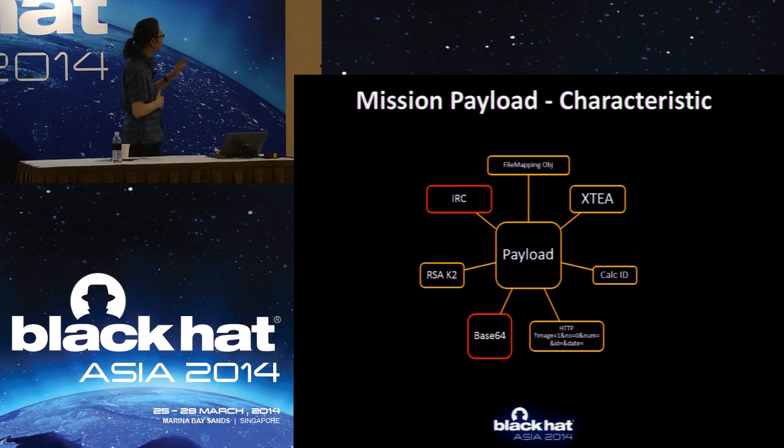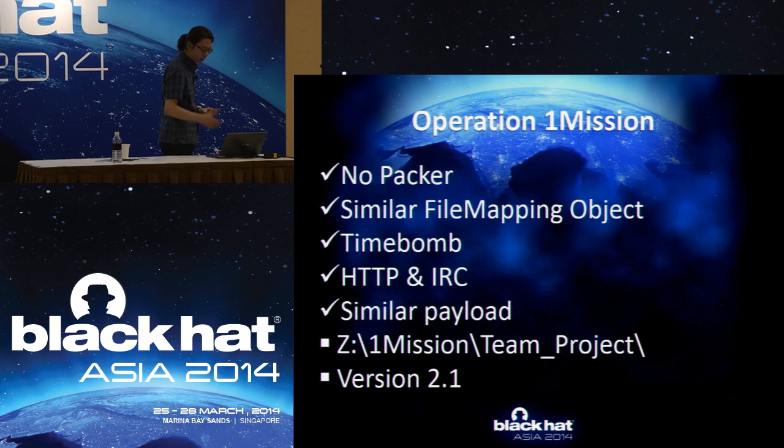Characteristics. There are two new parts in this operation mission, except the file mapping object, calculate ID, and HTTP protocol. They're using an IRC channel, base64, and the RSA key changed to key 2. And the string encryption uses XOR. It's still not the end.